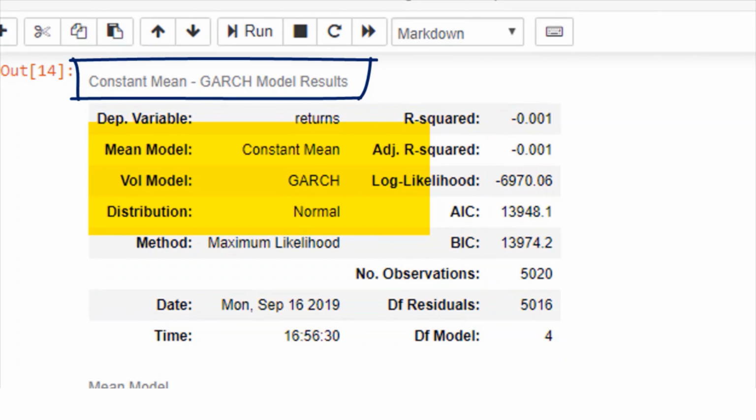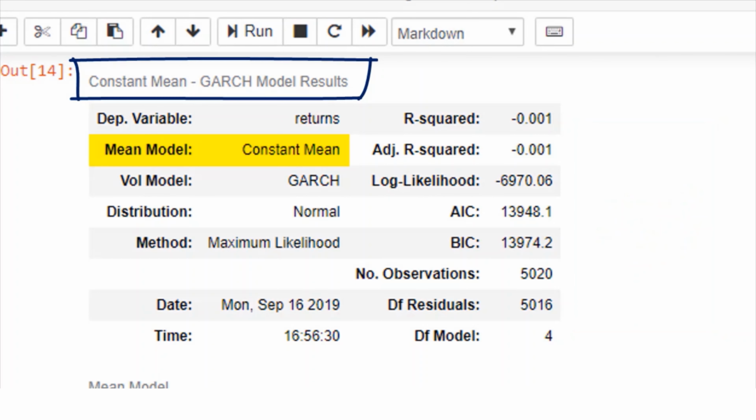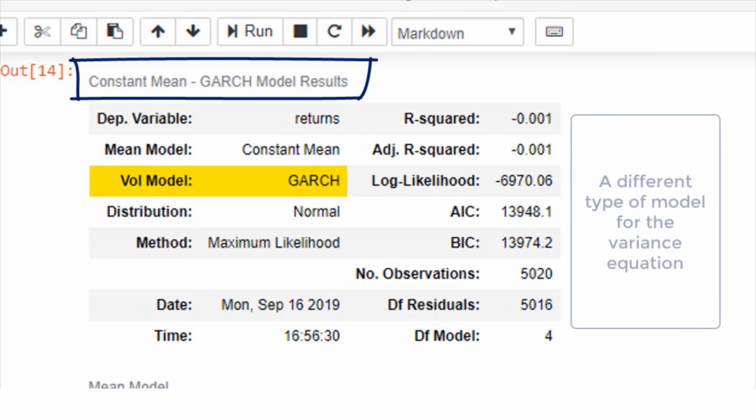Let's begin with the mean model box, which states constant mean. This implies that the mean is constant, rather than moving, as our previous experience with returns suggested. Below, we see the volatility model, which is labeled as Garch instead of Arch. This confirms that we are using a different type of model for the variance equation. But we'll learn more about this later on.